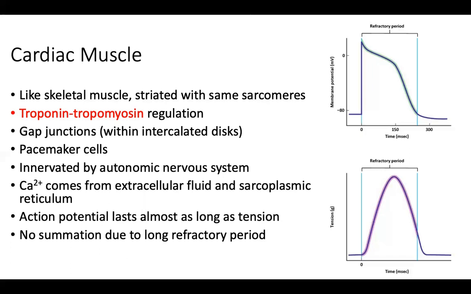Just to compare here, the refractory period. This is the twitch or the contraction period of a cardiac muscle cell. This is the length of the action potential in a cardiac muscle cell. Same exact time. So there is no opportunity for another action potential to come in before this contraction is completed. That makes it so that we aren't able to sum contractions here, because the action potential is the same length as the contraction.